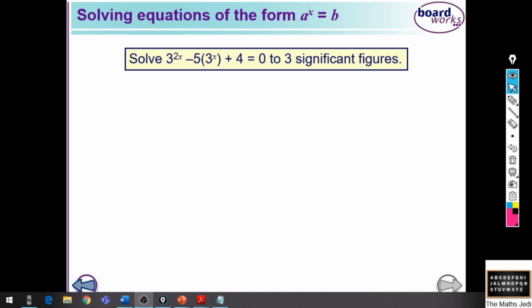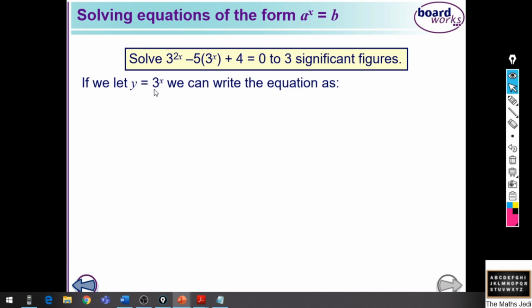Now, just like with GCSE, the way to solve these is to use substitution. In a question such as this, the key thing is to understand that you've got 3 to the power of x twice effectively. We've got a 3 to the power of x being squared here. So you can solve it by substitution.